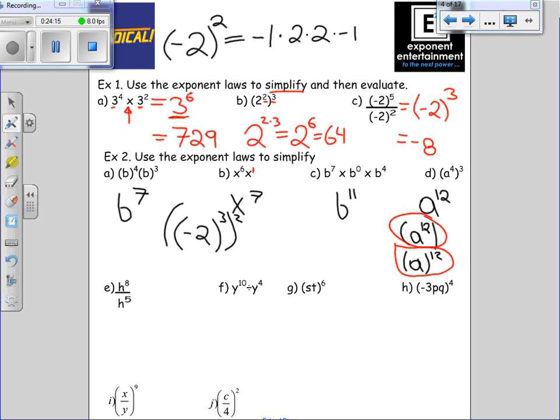Okay, down here, E. We've got quotient law. Just subtract the exponents. F. We have it written differently, but it's still quotient law. Still subtract. What's your answer, Dawson?